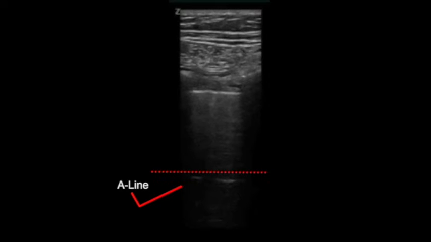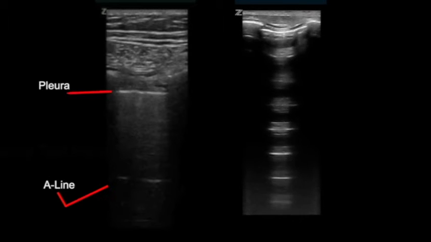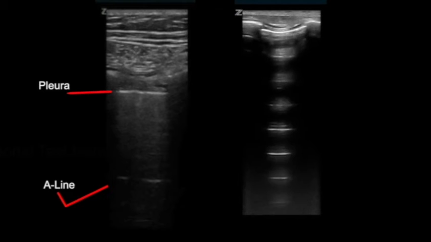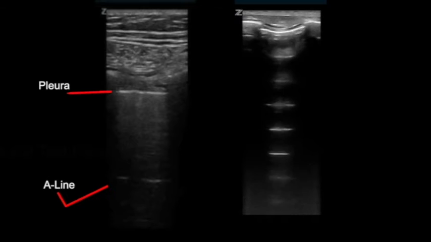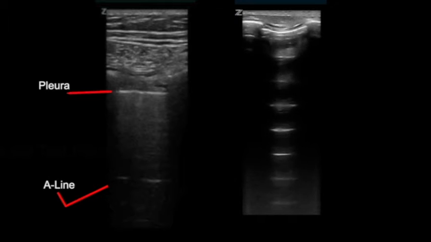Next, we look for A lines. A lines run parallel to the probe face and represent reflective artifacts between the probe face and the pleural surface. A lines signify that there is air deep to the pleural surface. They are typically seen in the setting of lung hyperinflation, such as in asthma or COPD. However, A lines can also be seen in the setting of a pneumothorax. In the patient with shortness of breath and A lines, consider COPD or asthma as an underlying cause if there is lung sliding. If there is no lung sliding, think pneumothorax.